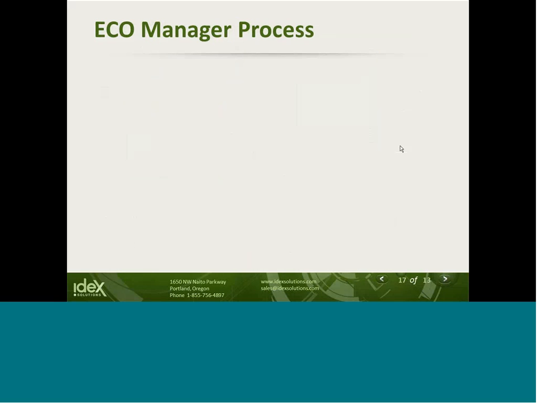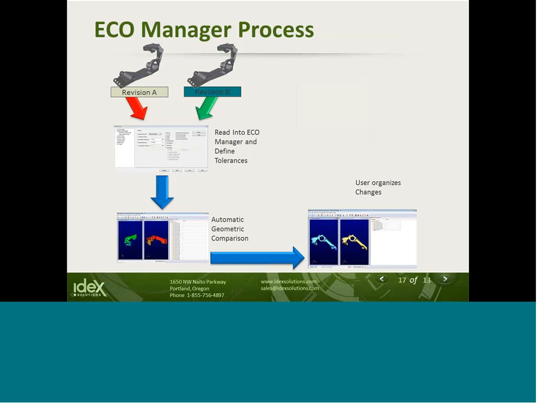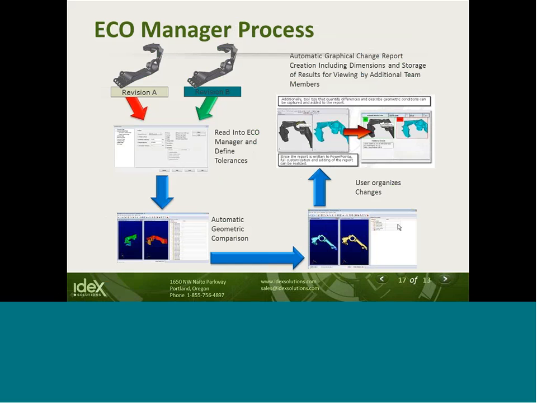With the ECO Manager, we've got, again, Rev A, Rev B. We read it into the ECO Manager and define the tolerances that we talked about earlier. Go ahead and compare the two models, get results that can be organized, and I'm going to show you how that works when we get into the demonstration. And then use those results in your organization to describe change throughout your organization and to generate a graphical report that shows the changes.